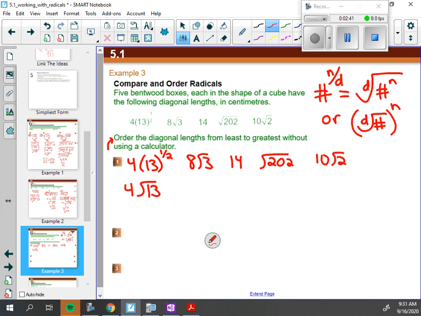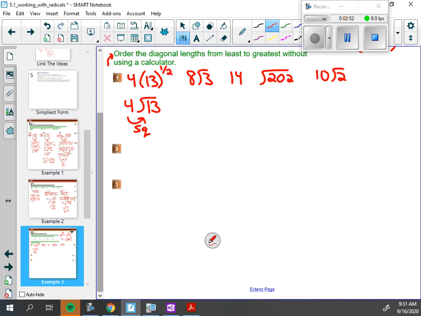This is not an entire radical. We're going to put the 4 underneath. When you put the 4 underneath, you have to square it. So 4 times 4 is 16. 16 times 13 is, does anybody have that one? 208. Good.